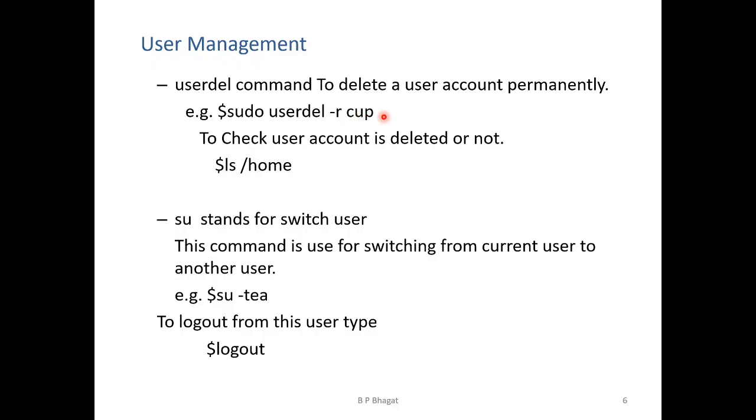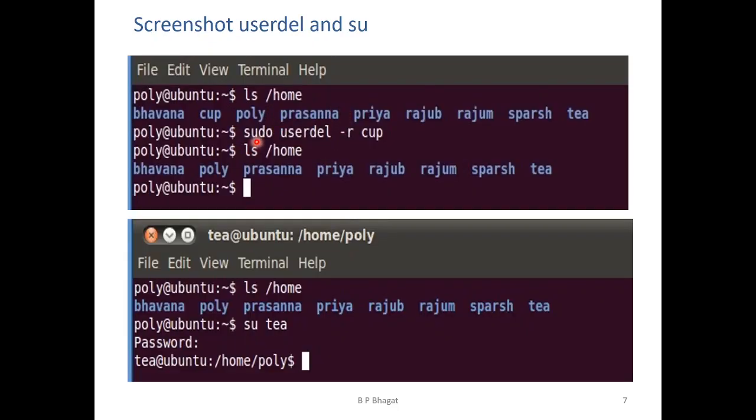To check whether the user account is deleted or not, again we can use the ls /home command, with the help of which we can see whether the user is deleted or not. So here we have the user named cup. Now once we enter the command sudo userdel -r cup, the user named cup is deleted, and with ls /home, when we check whether the user is deleted or not, we can see that this particular user, cup, has been deleted.